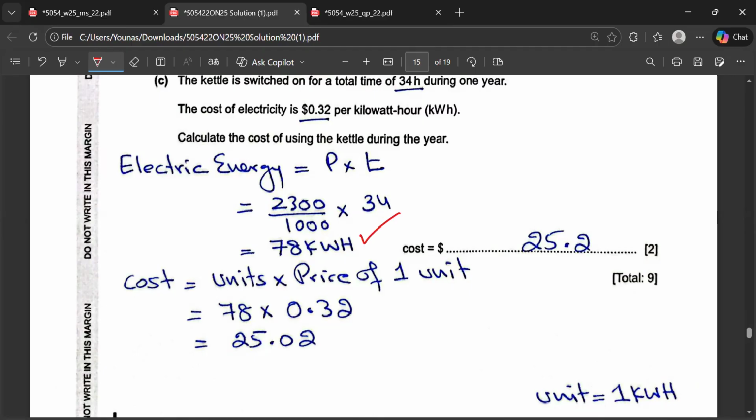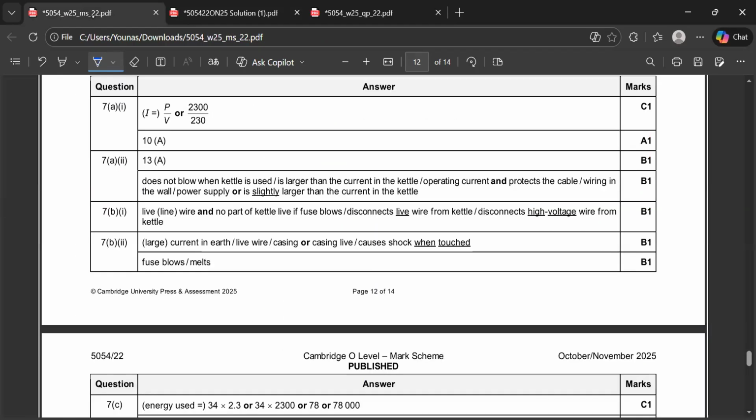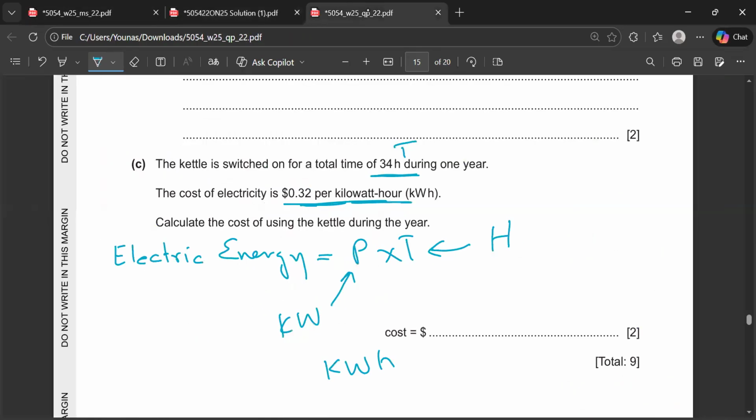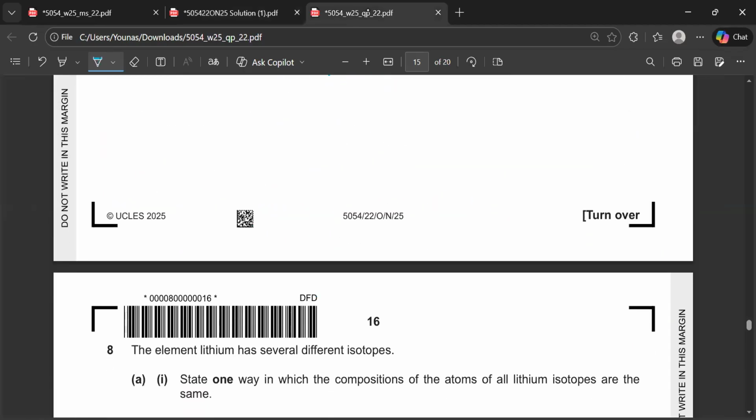Now the cost of the electricity is the units which we have used multiplied by the price of 1 unit. The unit means 1 kilowatt hour. So it's 78 kilowatt hour, and the price of 1 kilowatt hour is $0.32. So just multiply them, you get 25.20. So the cost will be 25.20. The bill will be 25.20. So this is the answer, sir. Our answer is right, sir. So let's go to the next question.